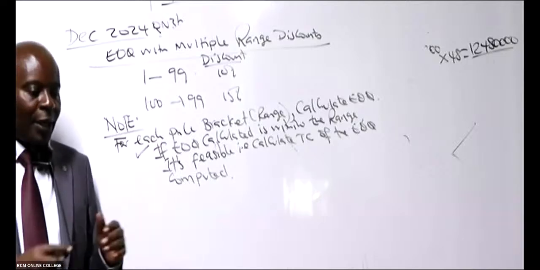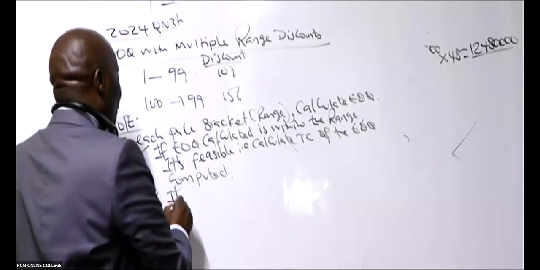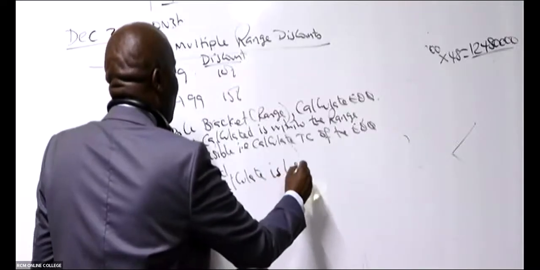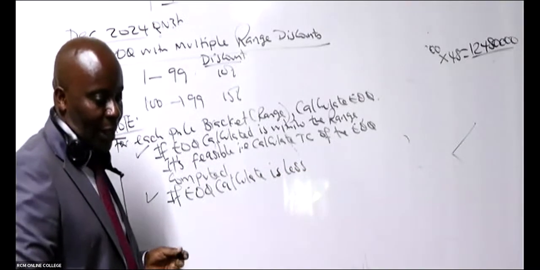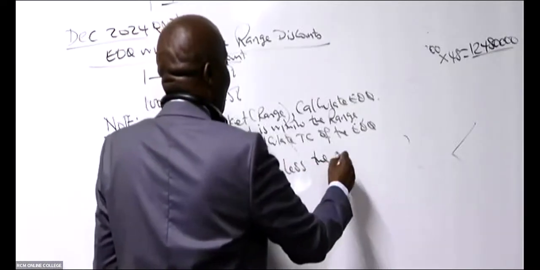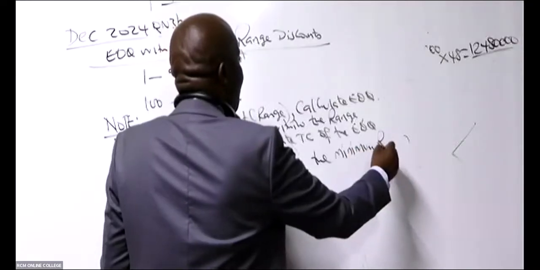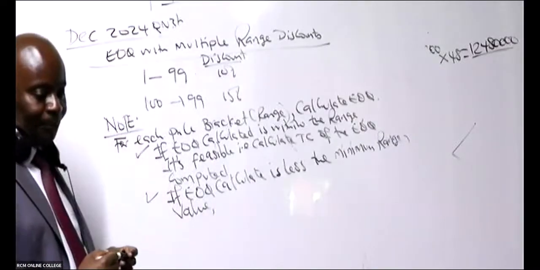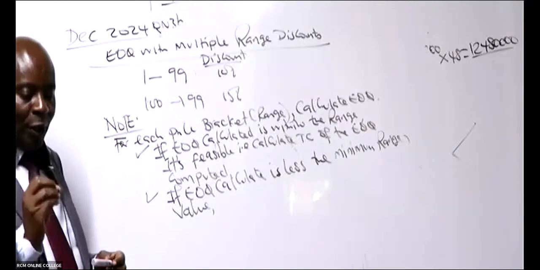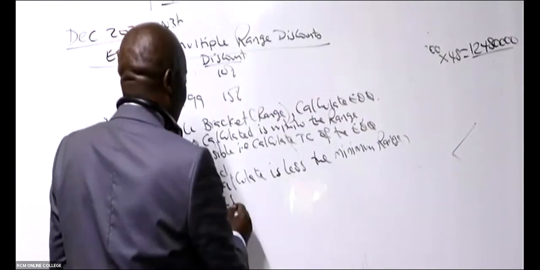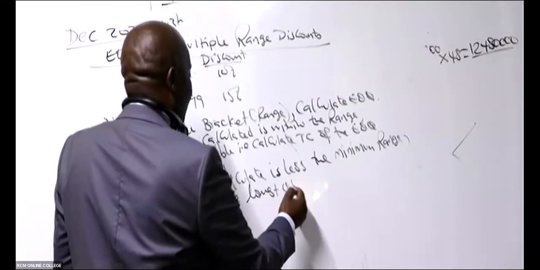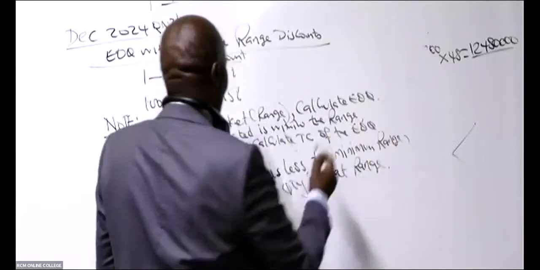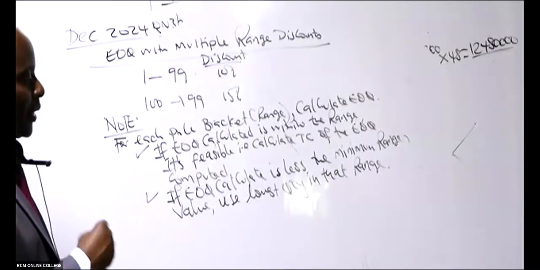That is number one. Number two: if EOQ calculated is less than the minimum range value, use the lowest quantity in that range.